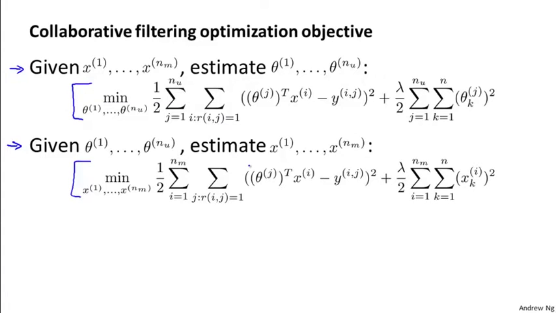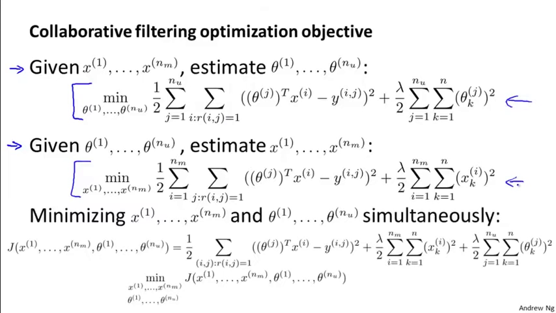But it turns out that there's a more efficient algorithm that doesn't need to go back and forth between the x's and the thetas, but that can solve for theta and x simultaneously. And here it is. What we're going to do is basically take both of these optimization objectives and put them into the same objective. So I'm going to define a new optimization objective, J, which is a cost function that's a function of my features x and a function of my parameters theta. And it's basically the two optimization objectives I had on top, but put together.